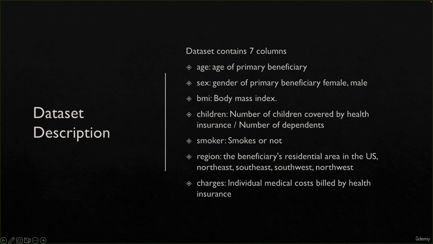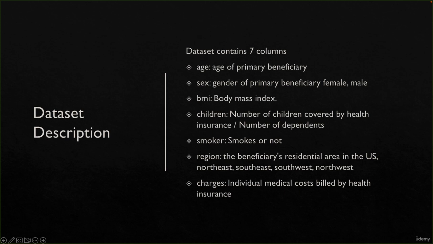Children refers to number of children covered by health insurance or the number of dependents. Smoker refers to whether the person smokes or not. Region refers to the beneficiary's residential area in the US, which is northeast, southeast, southwest, or northwest. Okay, and we have the final column, that is the charges column, which refers to the individual medical cost billed by health insurance.